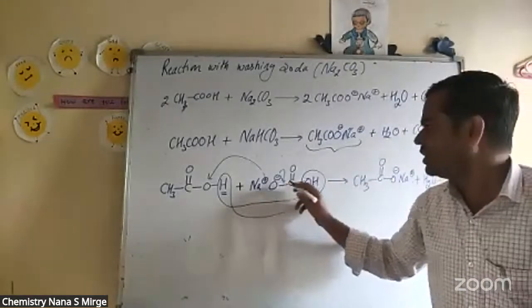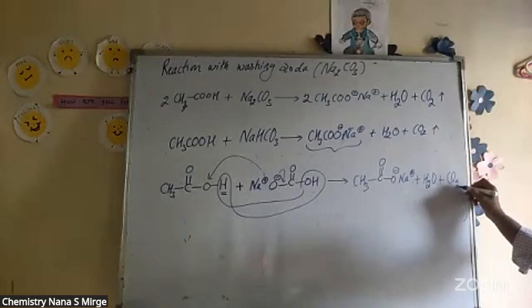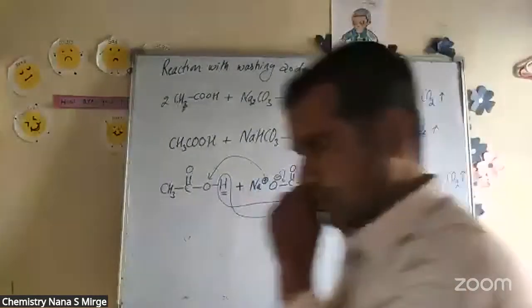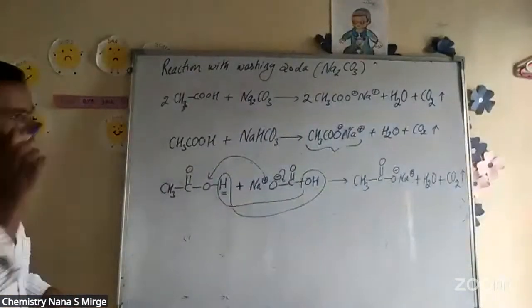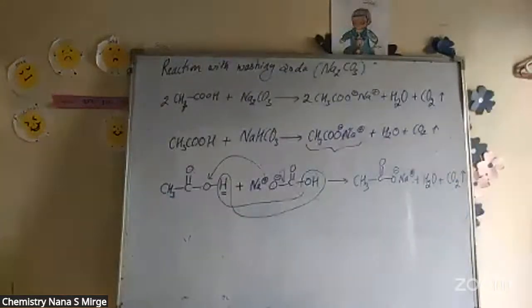This is CO, CO means CO2, carbon dioxide is liberated. This reaction, carbon dioxide is liberated. This is called a neutralization reaction. What do we call this reaction? We call it a neutralization reaction. Okay.